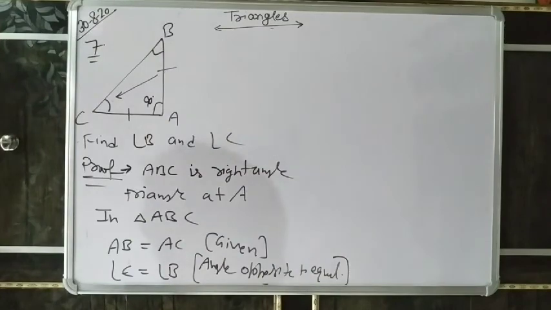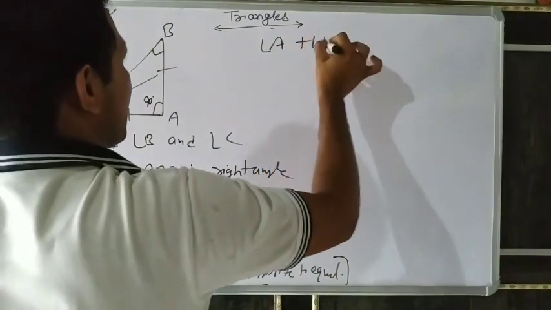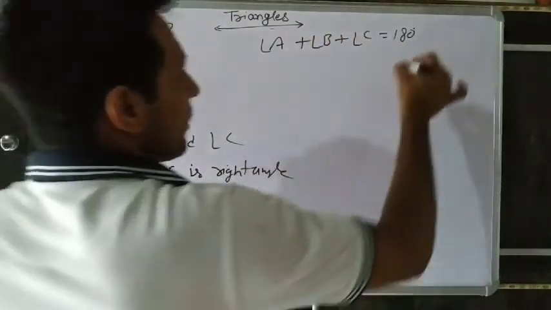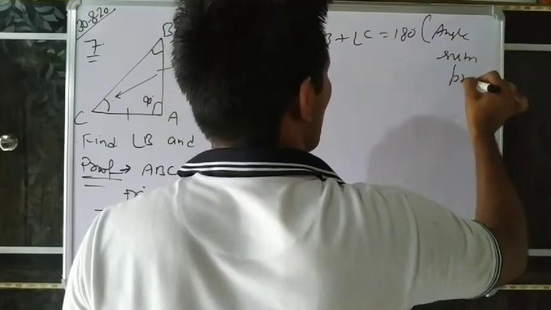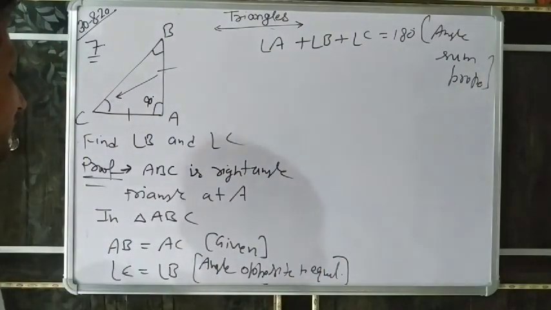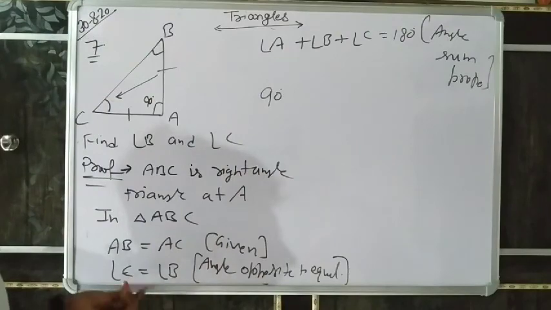So now, in triangle ABC, angle A plus angle B plus angle C, how much? 180 degree. Why? Again, angle sum property. It is a theorem we already know. Sum of all three angles is 180. Angle A is 90. Angle B equal to C.